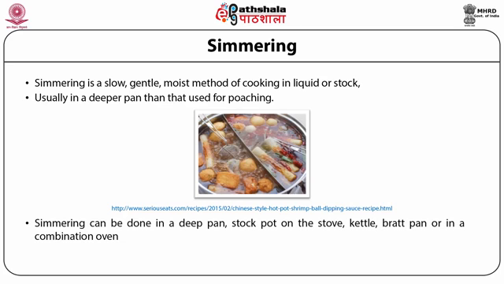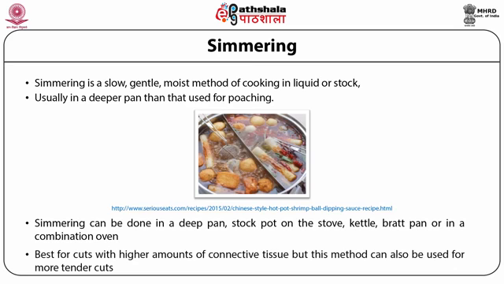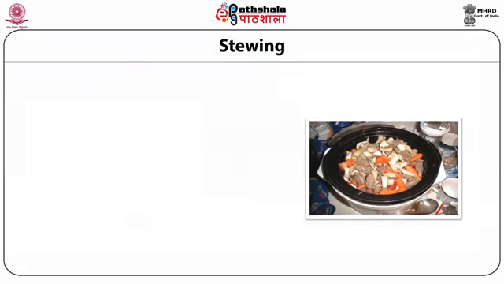Simmering can be done in a deep pan, stock pot, on the stove, kettle, bread pan, or in a combination oven. Simmering is best for cuts with higher amounts of connective tissue which need long, slow cooking to tenderize them. But this method can also be used for more tender cuts. For example, beef rump cooked medium rare to medium degree of doneness.